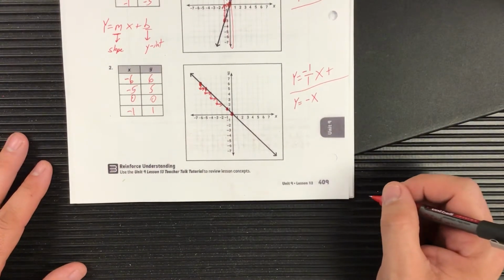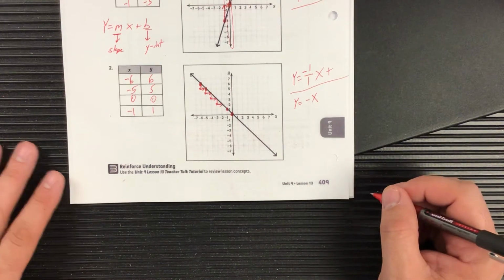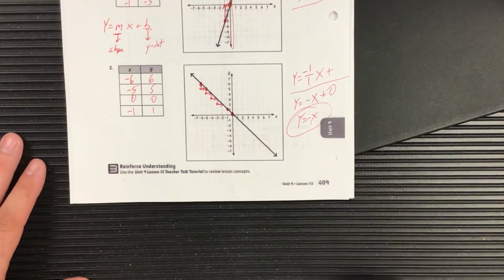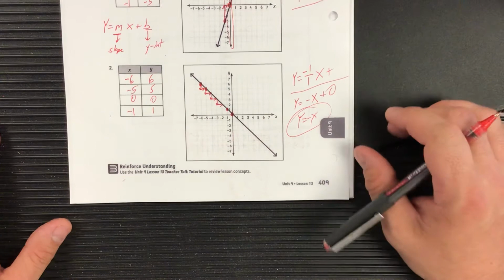What's my y-intercept? Where does it cross my y-axis? 0. So again, I can put +0, or I don't even need it. Because adding 0 to anything, of course, doesn't change your answer.